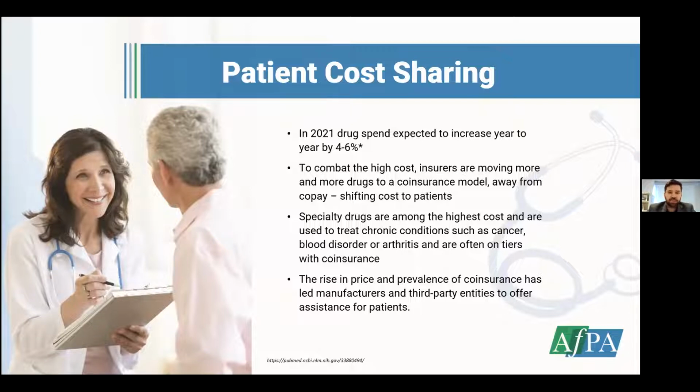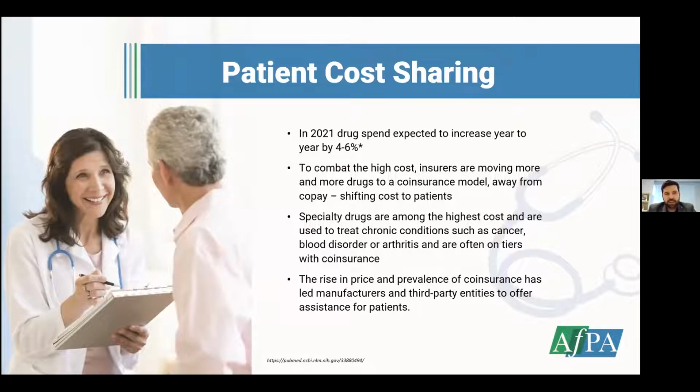To begin, a recent study by NIH has shown that they expect in 2021 for drug spend to increase year over year by about 4 to 6%. This is very important because we're seeing recently insurance companies have started attempting to shift the cost to patients. Over the years, the copay model was the predominant model as far as patient cost sharing goes. There was a flat amount that a patient was going to have to spend per prescription, and they paid it and they got out.